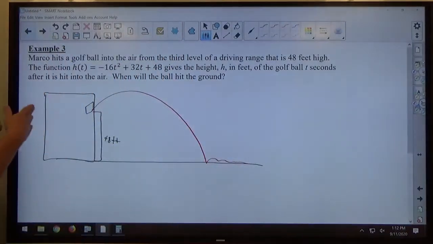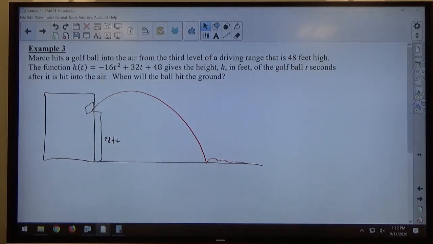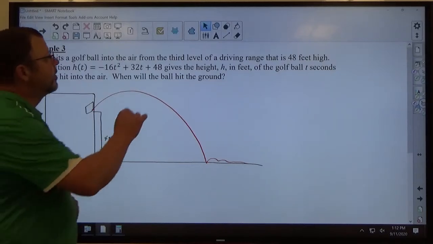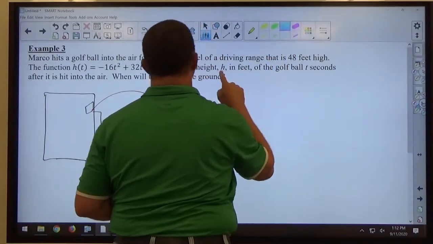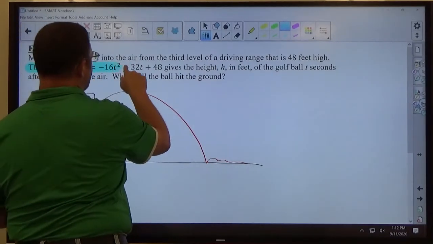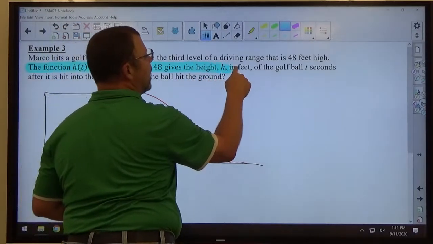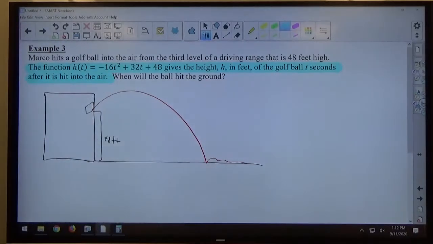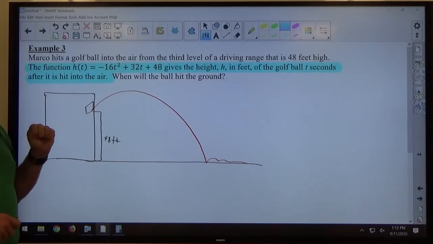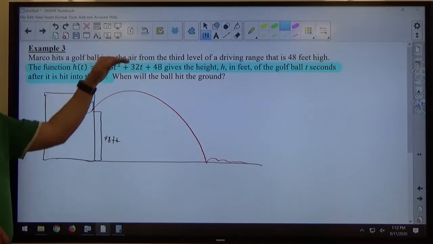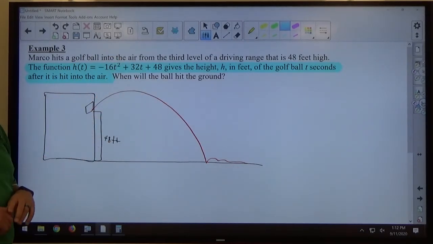But anyway, that's what's happening in this problem. He's hitting this golf ball, and it's going to go up in the air before it goes down and eventually hits the ground. All right. They tell us in the problem that the function h of t equals negative 16t squared plus 32t plus 48 gives the height h in feet of the golf ball t seconds after it is hit into the air. So that sentence there is describing the motion of the golf ball. You can see it's a quadratic function. You can see the squared term is negative, which makes it an upside down parabolic function. So we're expecting this upside down parabola shape, right?